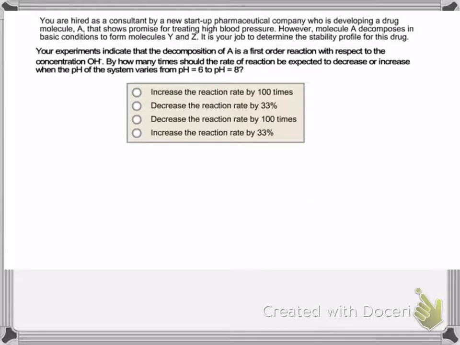All right, so here we have a chemical reaction that's dealing with treatment of blood pressure, and the experiments indicate that the decomposition is first order with respect to the concentration of hydroxide ion. Right, so we see that here. It says, how many times should the rate of the reaction be expected to decrease or increase when the pH of the system varies from 6 to 8? All right, so let's take a look.